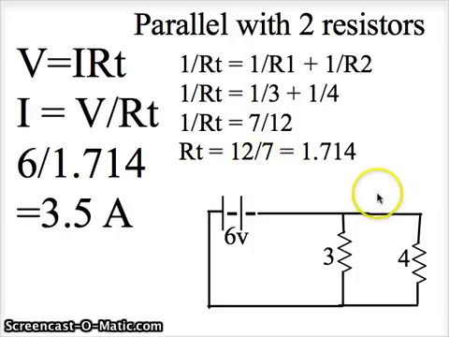Knowing the total resistance, we can find the current. Current is voltage divided by resistance. Current is 6, resistance is 1.714, makes the current 3.5 amps. We're going to do a lot more problems in class.